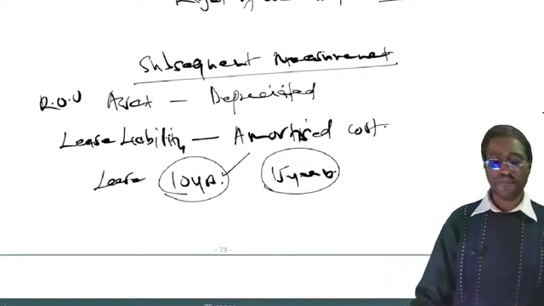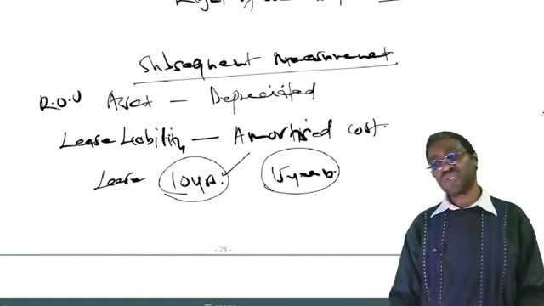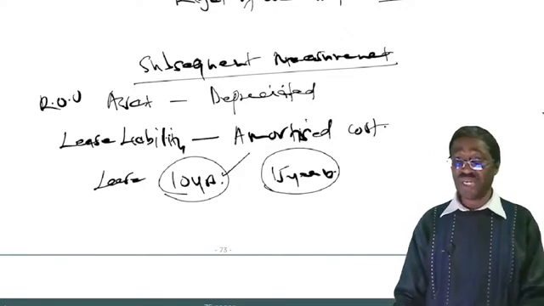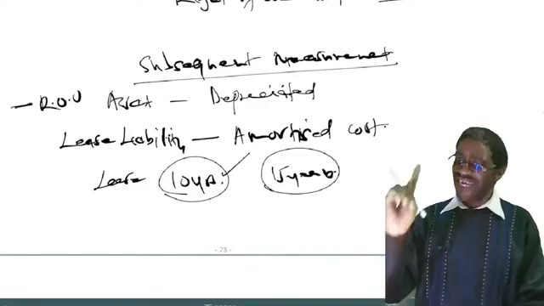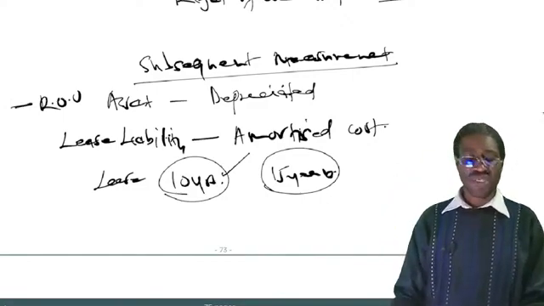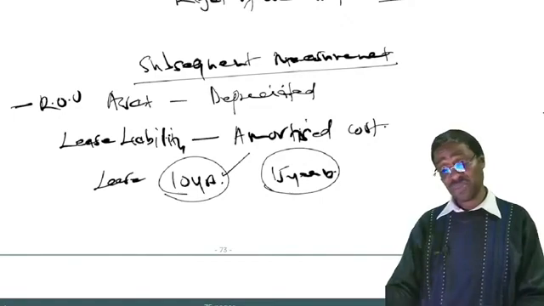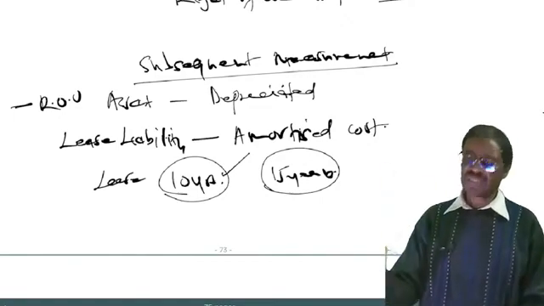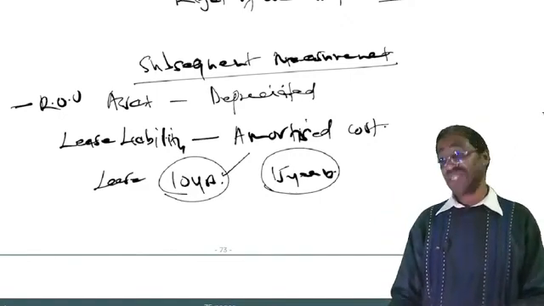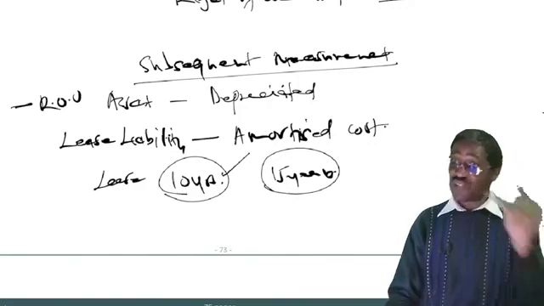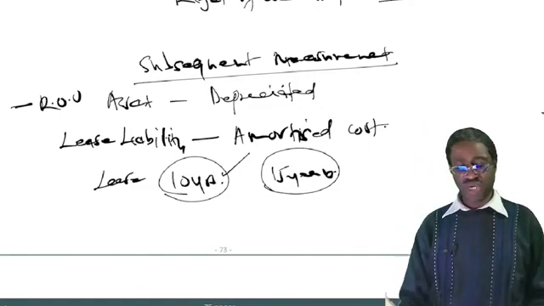Subsequent measurement. Then you say this. Maybe you can put a dash. Put a dash. Then you say this: the right of use asset should be depreciated. That's important. That's all we can say about the asset. Then you can put another dash.